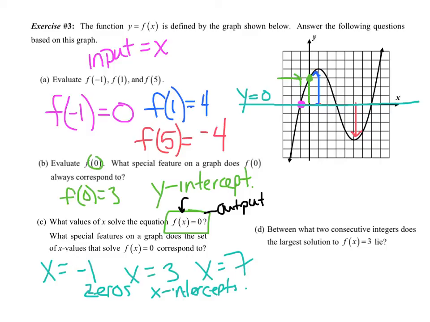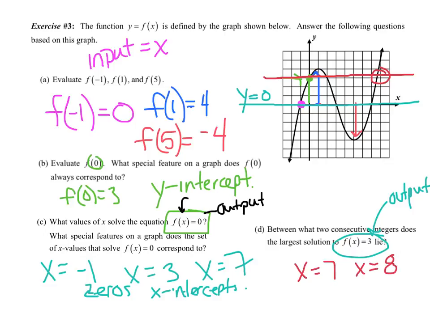And part D, between what 2 consecutive integers does the largest solution to f of x equal 3 lie? Okay, so again, you have to say to yourself, is 3 the input or the output? Well, it's not in the parentheses. This is the output. So if the output is 3, I'm basically just going to draw that magic line at y equals 3. And it says the largest solution. So I would say this is the largest solution. And that falls between, we'll have to count it out, 1, 2, 3, 4, 5, 6, 7, and 8. Between x equals 7 and x equals 8. Okay, so the question is, are you finding the input or the output?